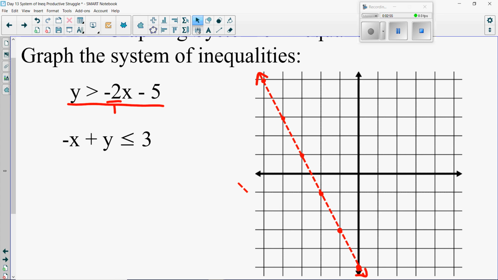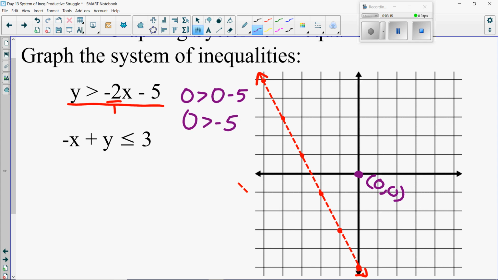So as long as the line is not on this point, I always use this point. There's 0, an easy point, I think, to plug in. So we plug in 0, 0. So this equation here gives us -2 times 0 is 0 on this side. So it's greater than -5. Well, that is true. That is a true statement. 0 is greater than -5. So the side with 0, 0 should be shaded in. So for this red line, shade in this direction, the side with the 0, 0.